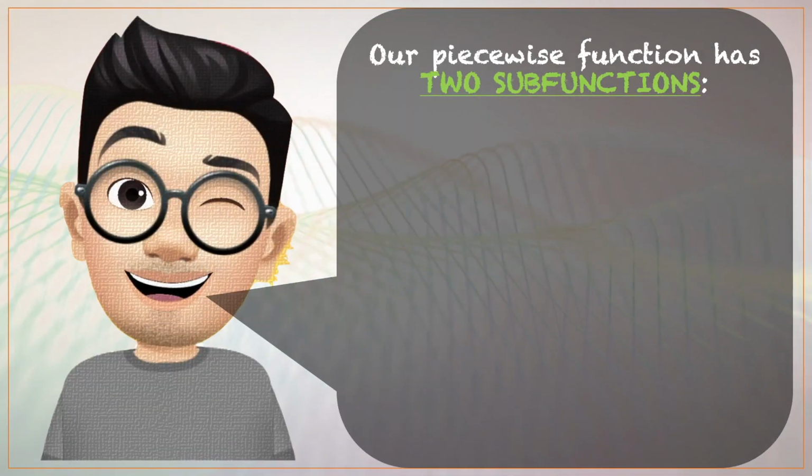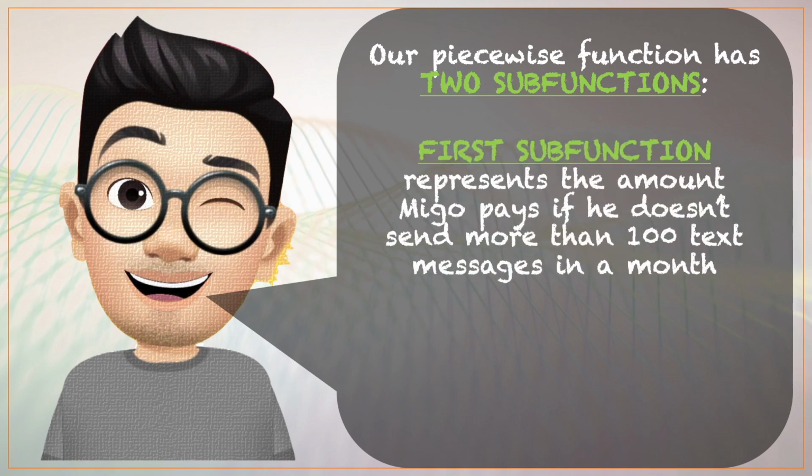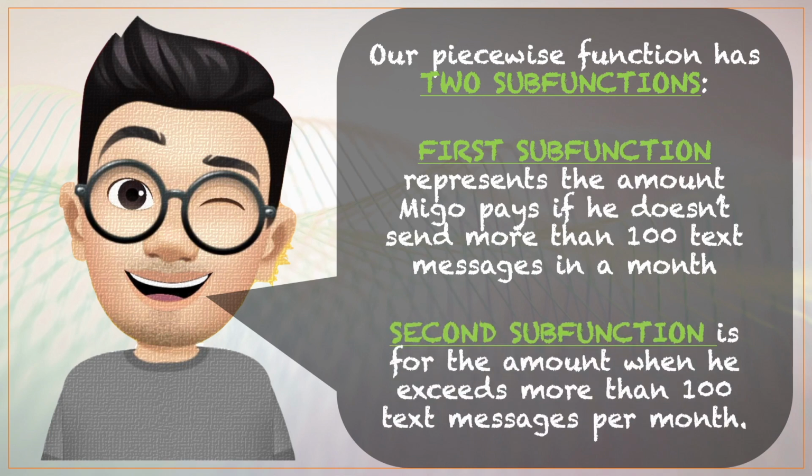Based from the problem, there are two subfunctions we need to find for our piecewise function denoted by f of m. The first subfunction should represent the amount Migo pays if he doesn't send more than 100 text messages in a month. Then, the second subfunction is for the amount Migo pays per month if he sends more than 100 text messages.